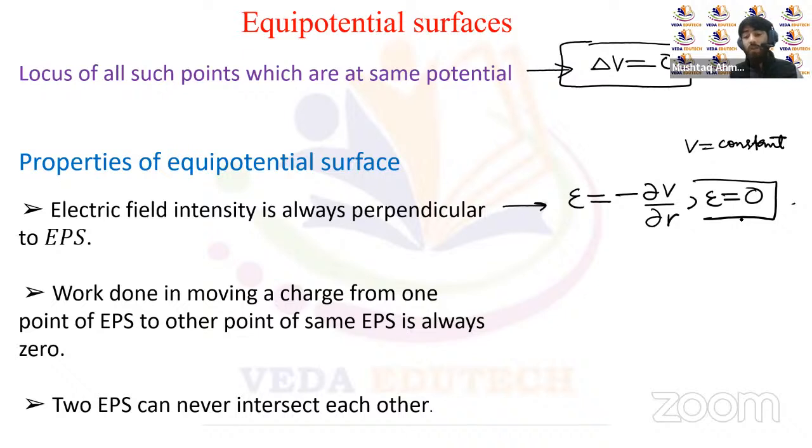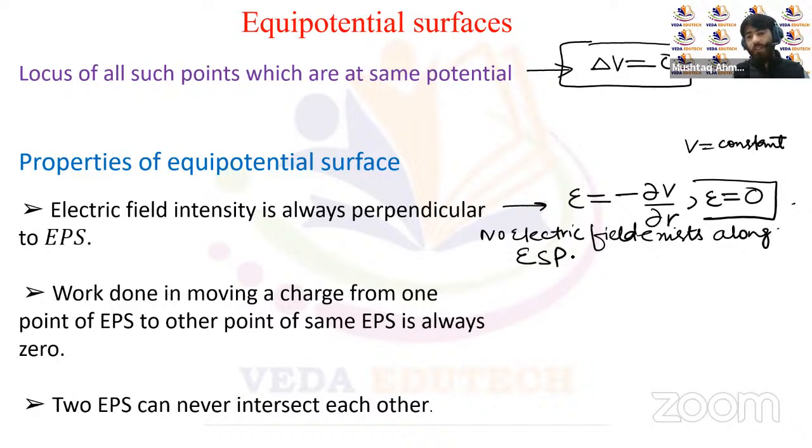It means that there will be no component of electric field along the direction of the surface. So no electric field exists along an equipotential surface, EPS, that means equipotential surfaces. Along an equipotential surface there will be no electric field, because the equipotential surface has a constant potential. If there's a constant potential, then the electric field has to be 0 along it, in that space or region.